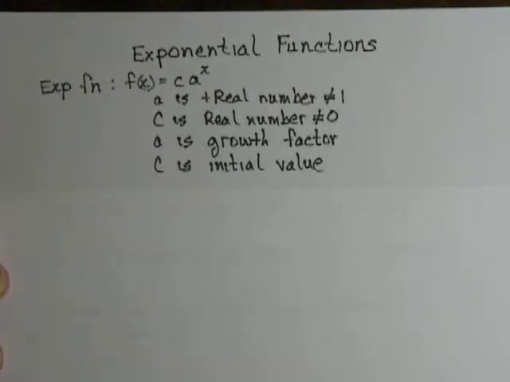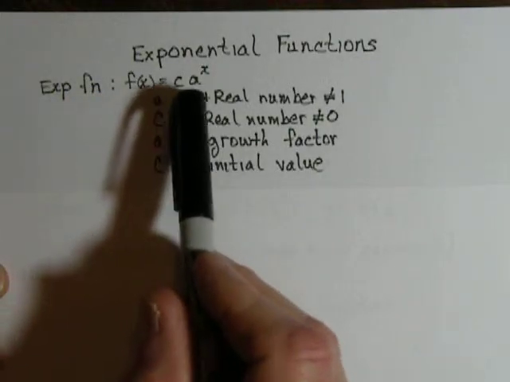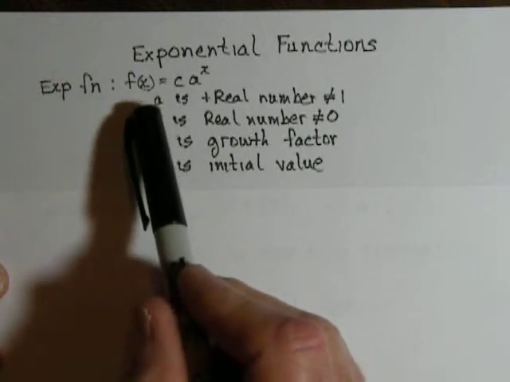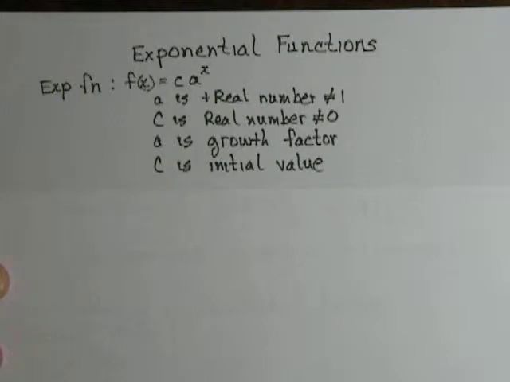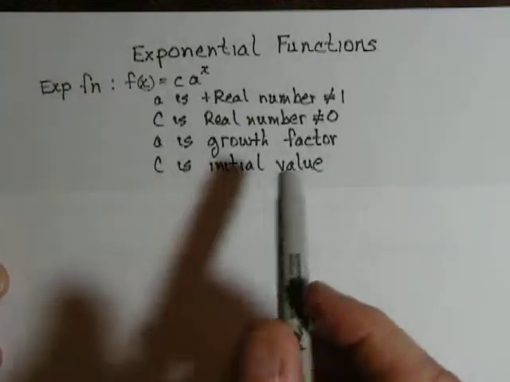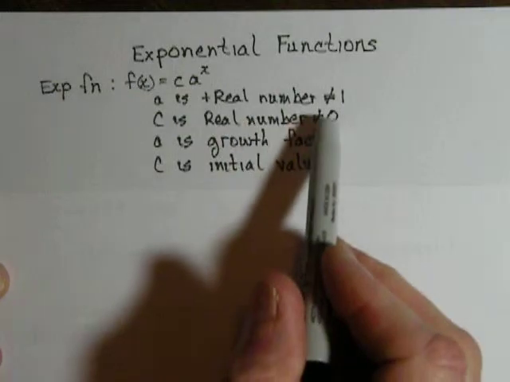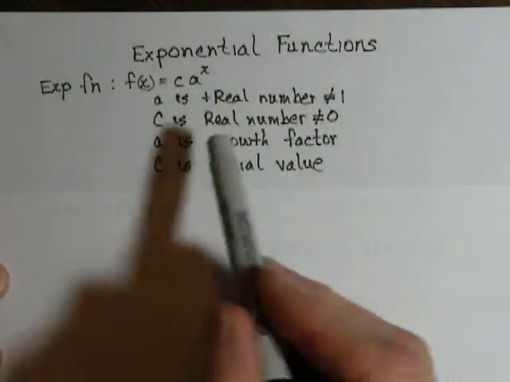We see that an exponential function is one of the form f of x equals c times a to the x power, where a is a positive real number and it's not equal to 1. If it were equal to 1, then all of your answers would be the same. Raising 1 to any power is going to give you the same number. C is a real number, and C is not 0. If it's 0, then all our answers again would be 0.